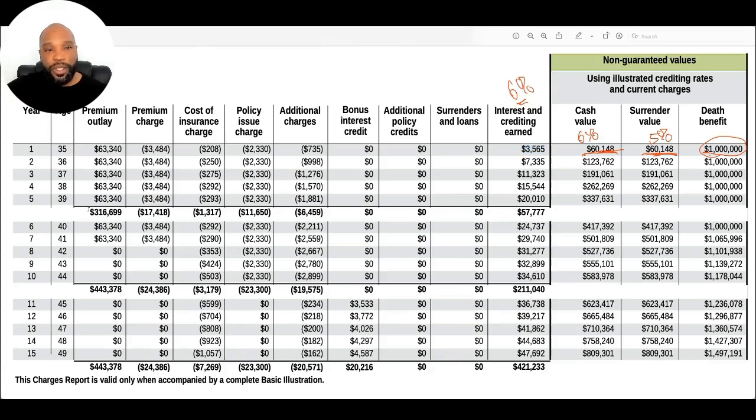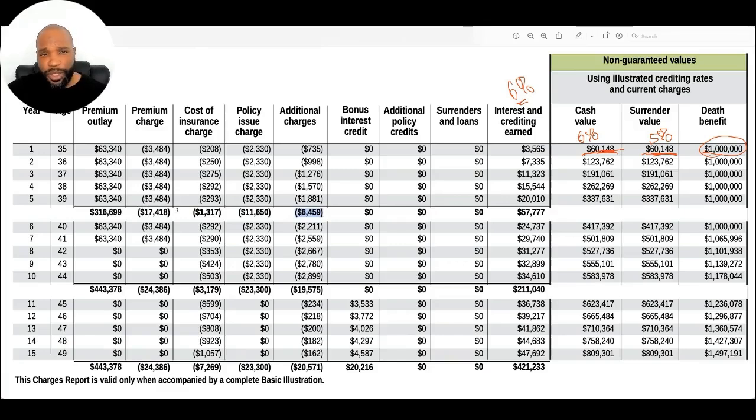Okay, let's go down to year 5. So by year 5, we would have paid a total of $316,699 worth of premium. We would have paid a total of $17,418 worth of premium charges. We would have paid a total of $1,300 worth of cost of insurance charges, another $11,650 of policy issue charges, and another $6,459 worth of rider charges.